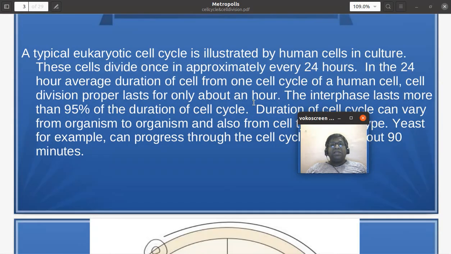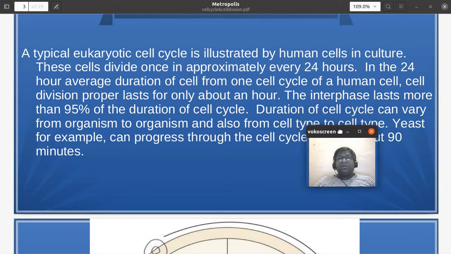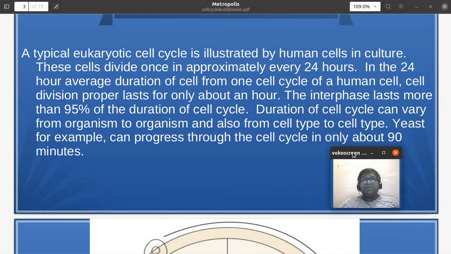Now, if you look into a typical eukaryotic cell cycle, the example given for this is human cells in culture. They have noticed that for every cell division to happen in a human cell, and when I'm talking about cell division, I'm talking about mitotic cell division, it takes 24 hours.